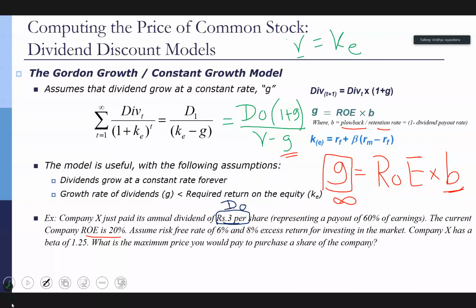To find D1, I need G. And I know that G is ROE into B. ROE is 20%. B, it says the payout ratio is 60%. So 60% of my earnings have been paid out as dividends. That's what the payout ratio means. How much of your earnings are being paid out as dividends, right? So if your payout ratio is 60%, that means your retention inside the company is 40%.